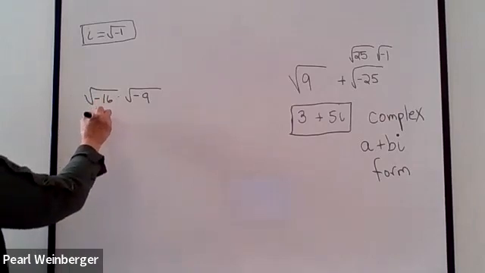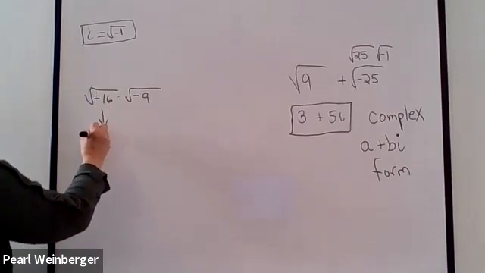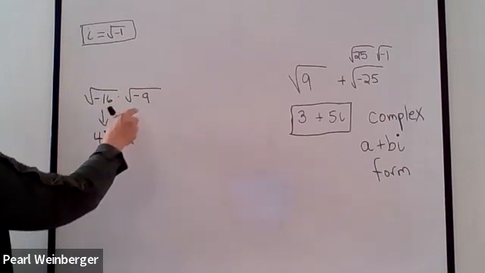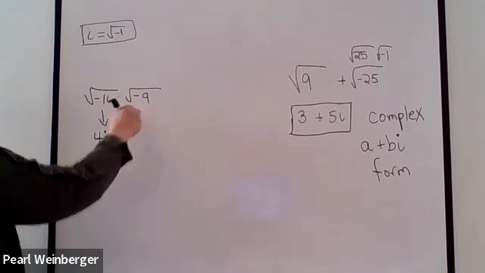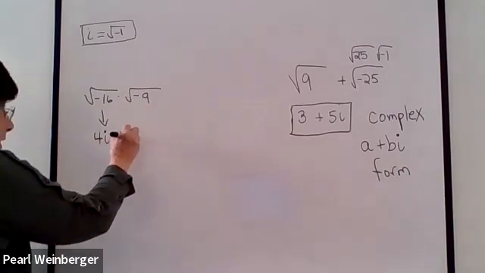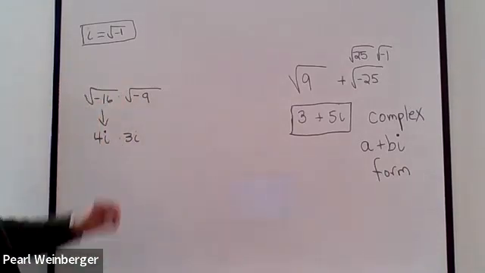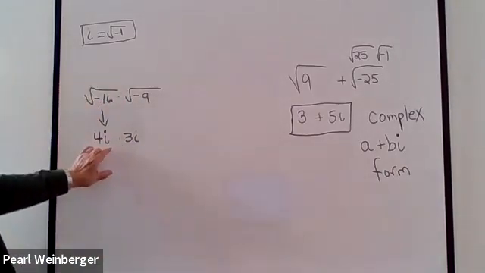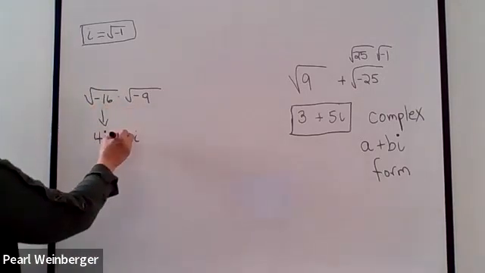Well, I think you're going to realize this is square root of 16 times negative 1, which is 4i. And this is square root of 9 times square root of negative 1, which is 3i. In other words, the negative inside the radical sign converts to an i. So I do the square root of 16, which is 4, and that minus gives me i. If there's no negative, there's no i.